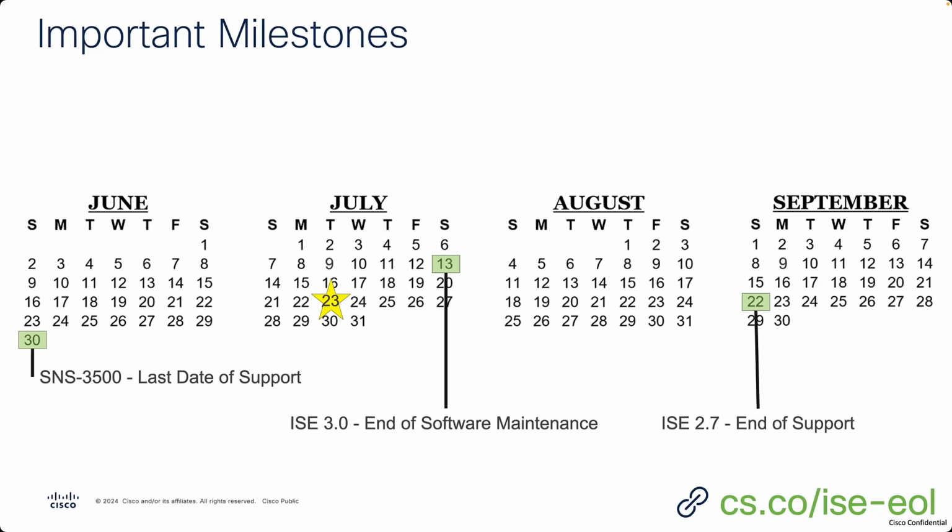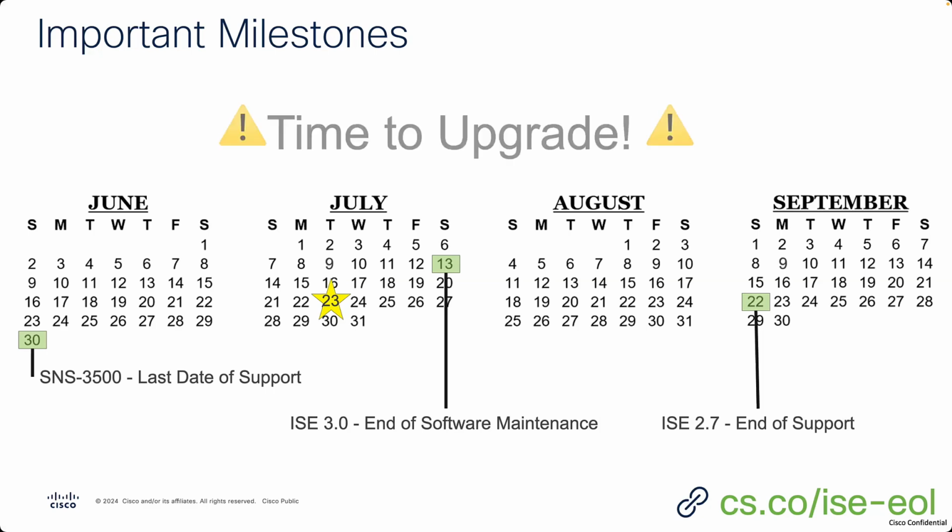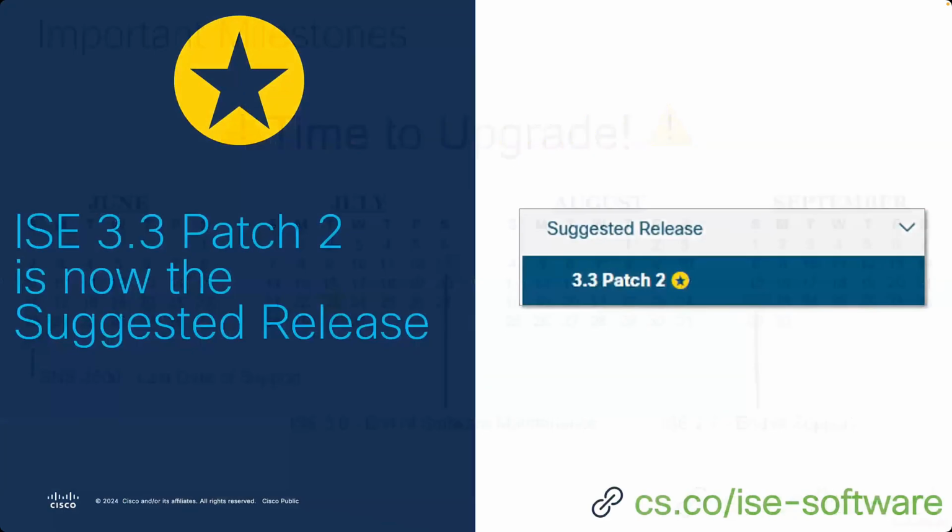What does it mean? ISE 2.7 happened to be the last release in the 2.x train, so there is no support whatsoever in ISE 2.x versions. What does it mean? It's time to upgrade. Which version do you want me to upgrade to? Currently, ISE 3.3 patch 2 is the suggested release.